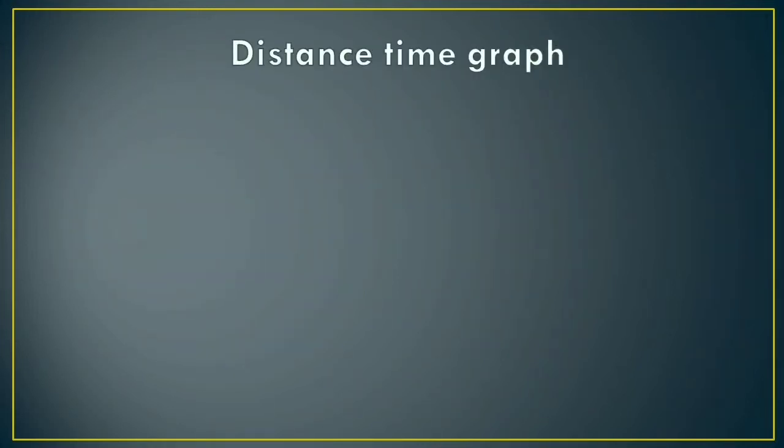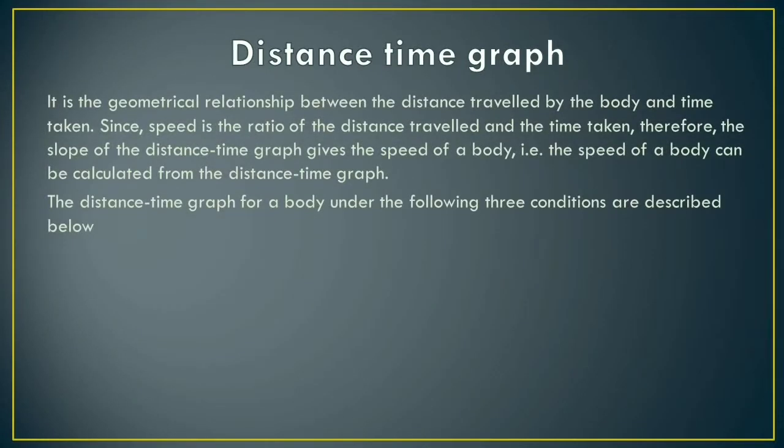As we have seen, the graphical representation of motion is categorized in three parts: the distance time graph to measure the speed, the displacement time graph to measure the velocity, and the velocity time graph to measure the acceleration. So our first graph is the distance time graph, and this is the geometrical relationship between the distance traveled by a body and the time taken.